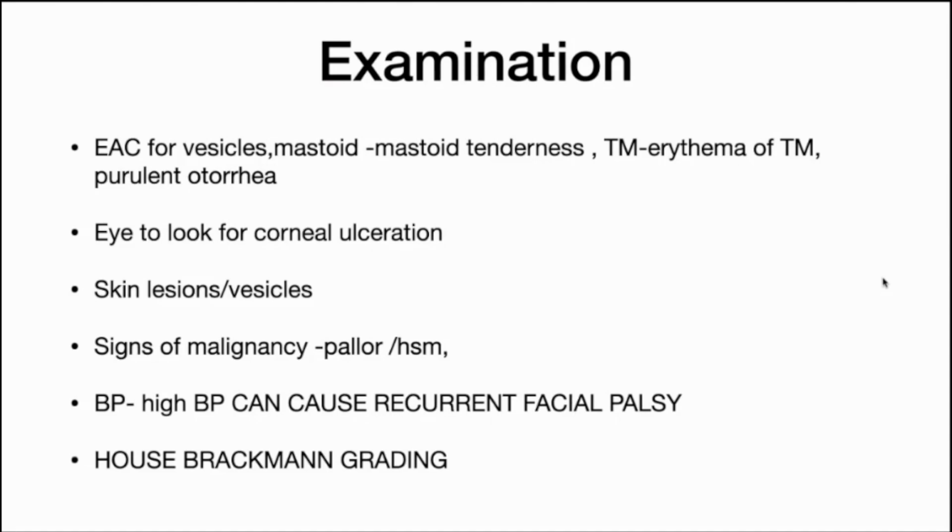When you examine a patient of Bell's palsy, always examine the external auditory canal for vesicles. Look for mastoid tenderness. Examine the tympanic membrane. Look for erythema, any polyp, presence of cholesteatoma. See the eye to look for any corneal ulcerations, skin lesions for vesicles, signs of malignancy, any leukemia, pallor, hepatosplenomegaly, and always check the blood pressure. High blood pressure can also cause recurrent facial palsy. And do a House-Brackmann grading.